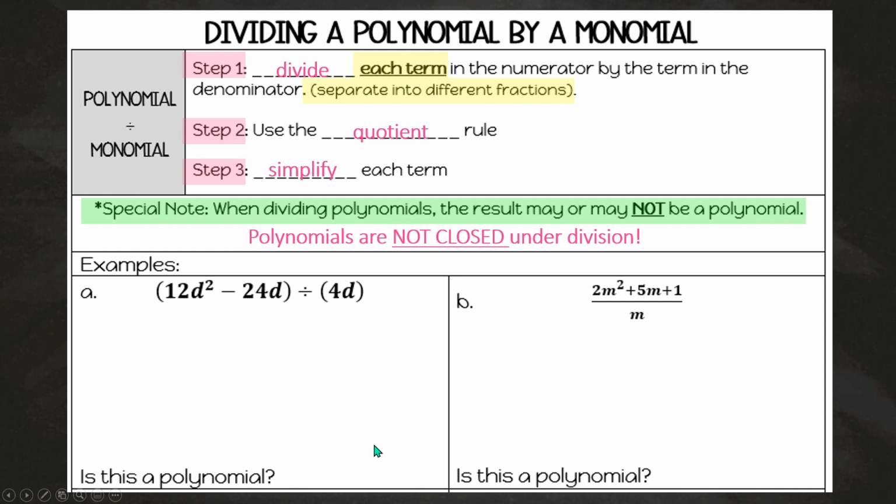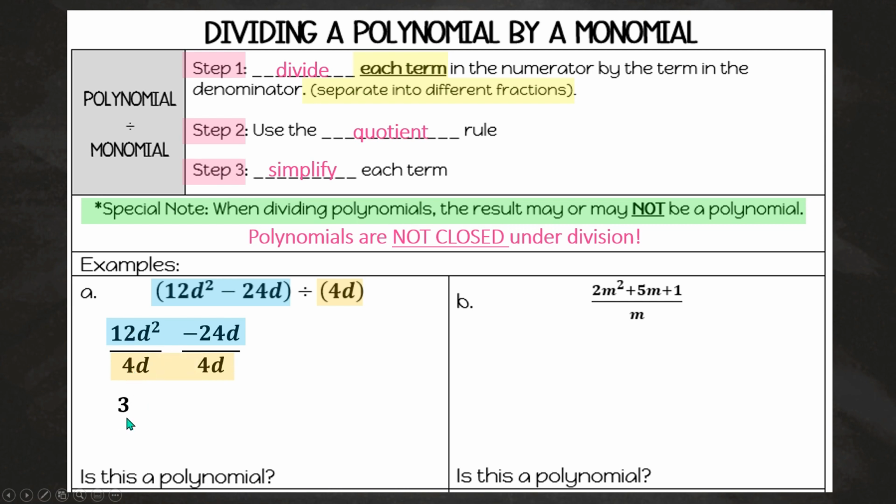So sometimes you're going to see a polynomial written like this, 12d squared minus 24d, with the division symbol, divided by 4d. Okay, so we're going to take this polynomial and divide it by this monomial. So 12d squared divided by 4d. This is where we're separating it into different fractions. And then we have negative 24d divided by 4d. So now we have to simplify them, and we're going to use the quotient rule. So these are my numerators and these are my denominators.